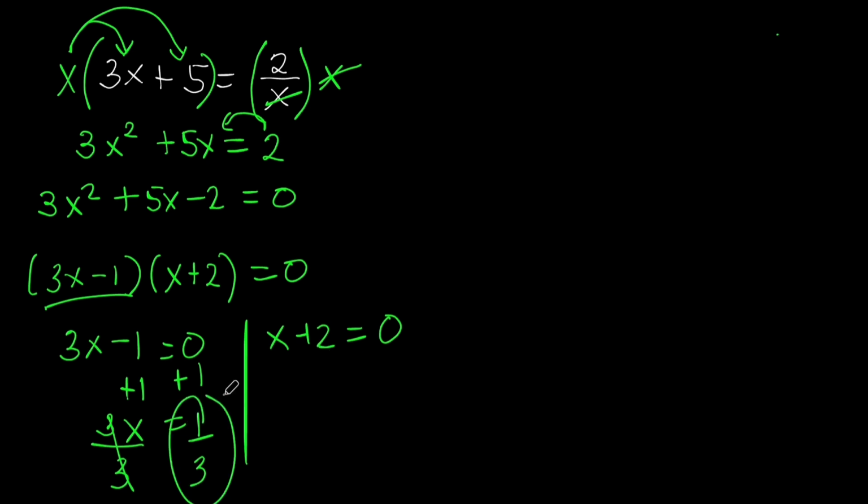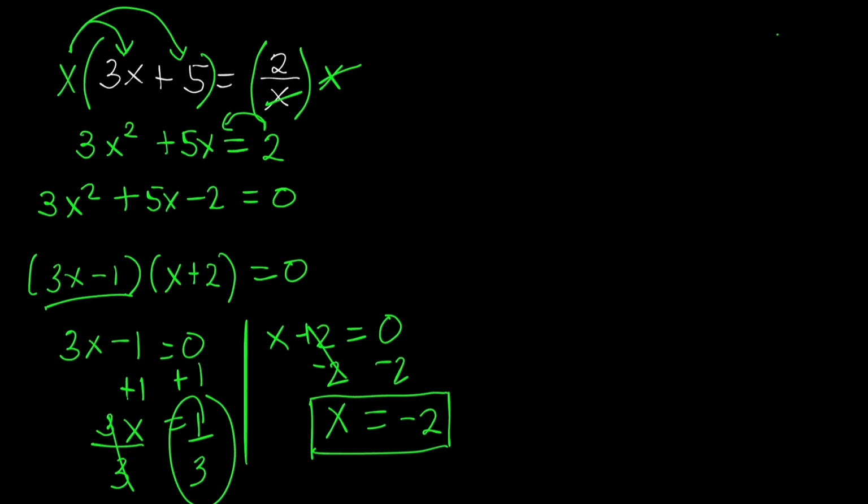And the other one, we must subtract 2 from both sides. Then the answer is x, this one is cancelled, 0 minus 2, that is negative 2. And that is our other solution. So the two solutions are 1/3 and negative 2.